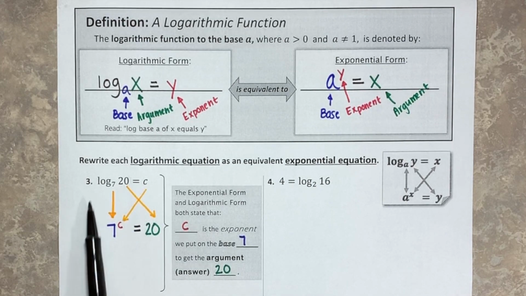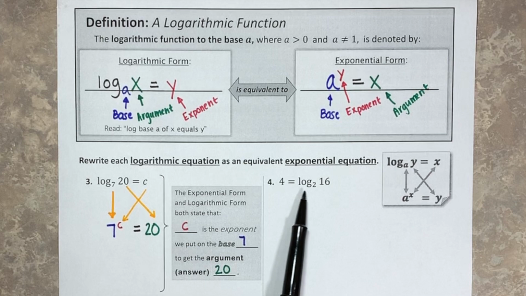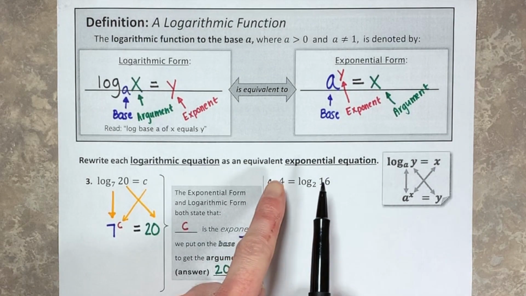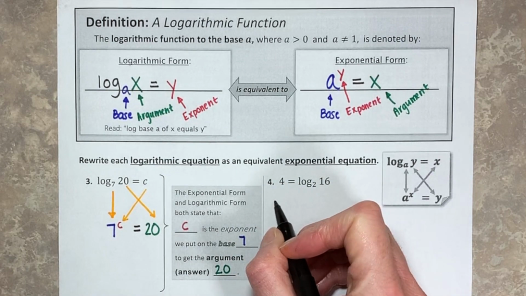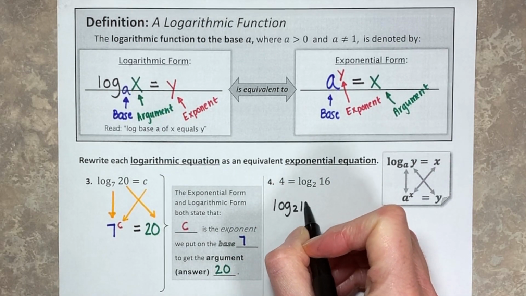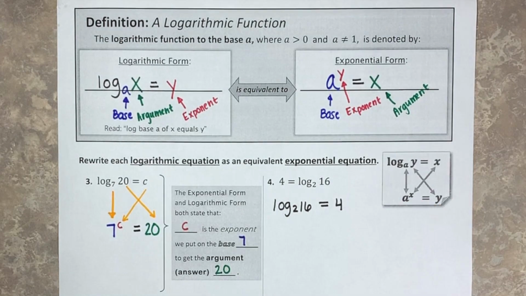Now, if you want to use this trick, start by rewriting this logarithmic form so that we have the log on the left. And to do that, we can just swing these around the equal sign and write this as log base 2 of 16 is equal to 4. Now, before we use the trick, let's just use words to explain what this is saying. Remember, a log is always equal to an exponent, so 4 is our exponent. So this is saying 4 is the exponent we need to put on the base 2 to get the answer or the argument 16.